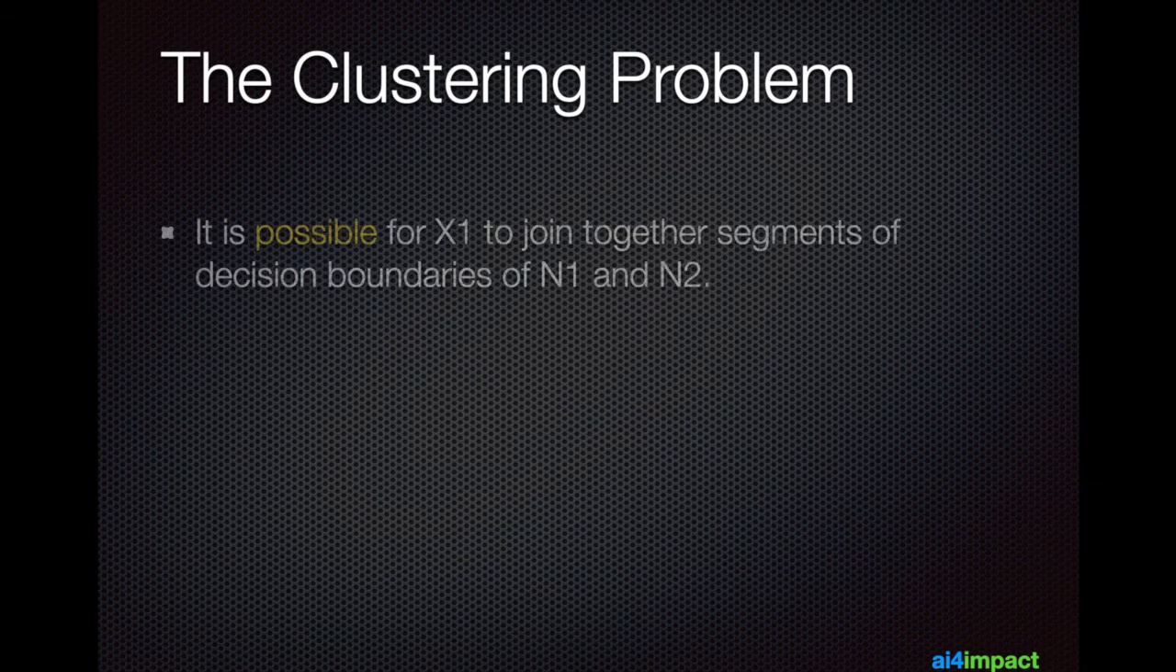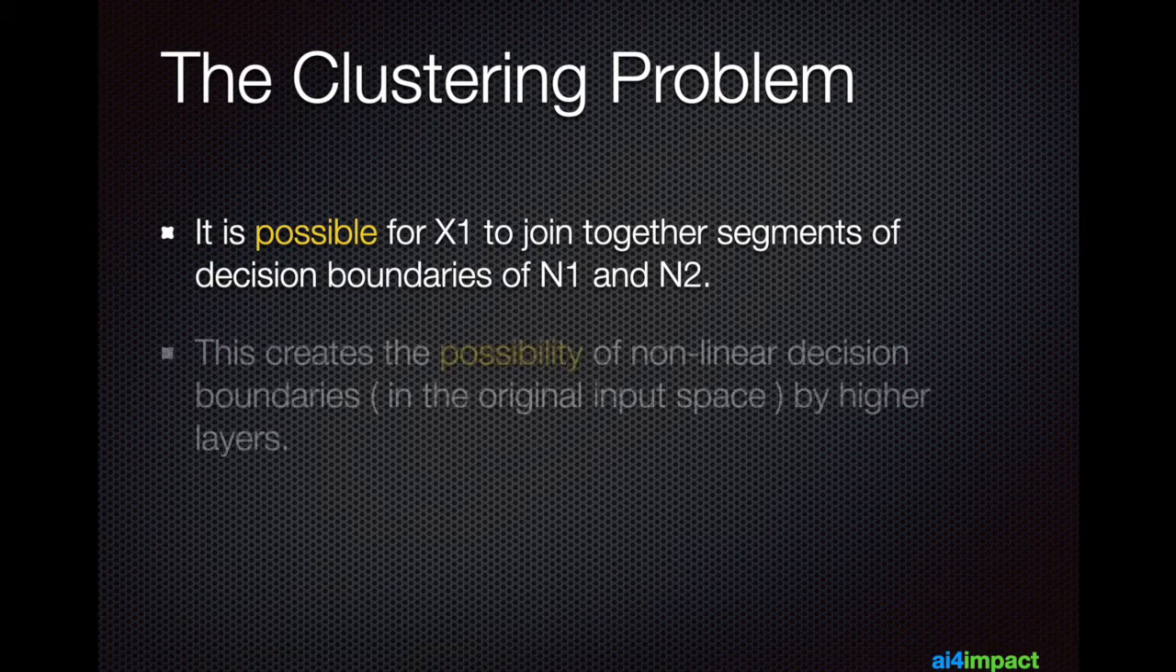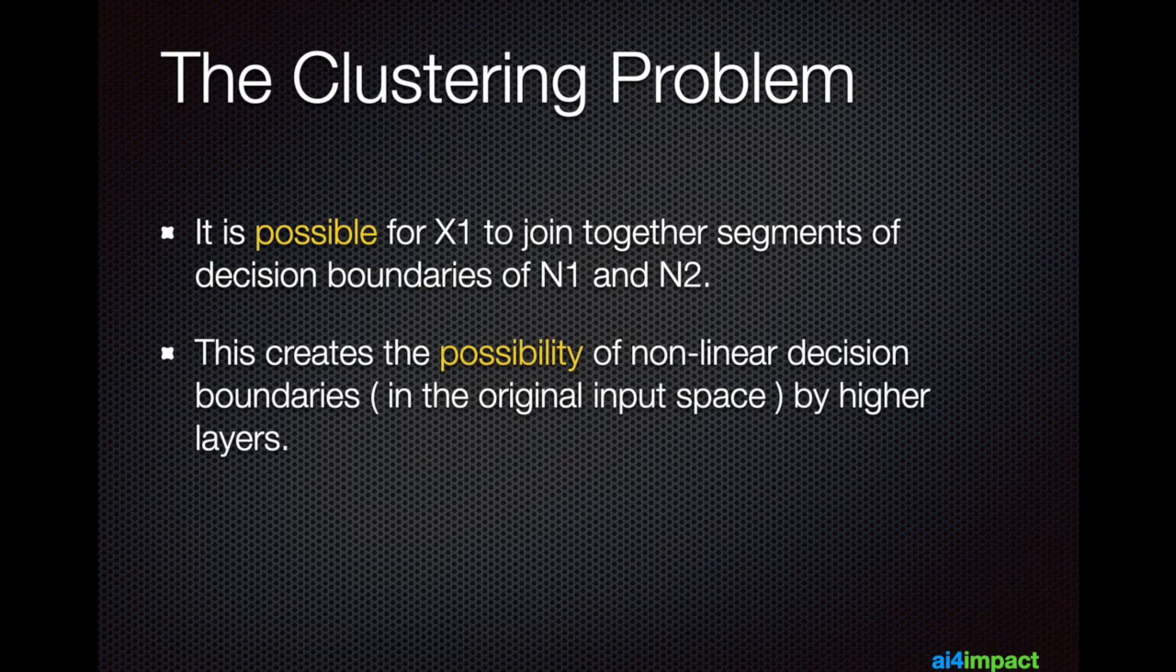So what we see is that it is actually possible for X1 to join together segments of decision boundaries of N1 and N2. I'm not saying that this will always happen, just that it's possible. This in turn creates the possibility of nonlinear decision boundaries in the original input space by higher layers. Although each higher layer has a linear decision boundary, as this gets mapped down to lower and lower layers, the decision boundary becomes nonlinear.